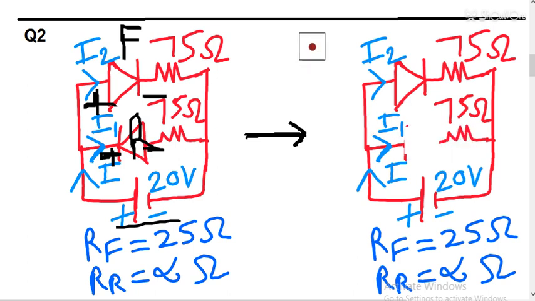Okay, so this will be the open switch, and this will act as an open switch. So this path is open now, which means no current will flow. So I1 is equal to 0. This current will be equal to 0, and the current will flow in this resistance.